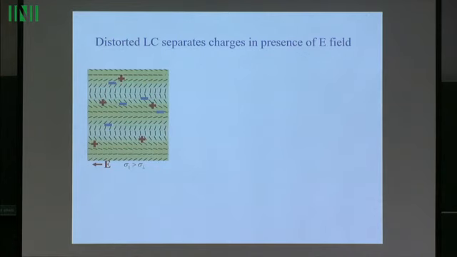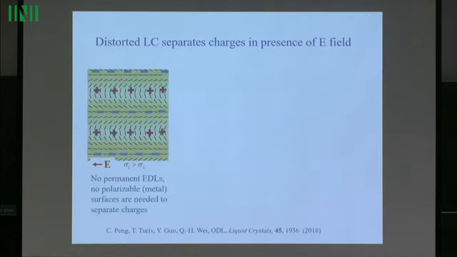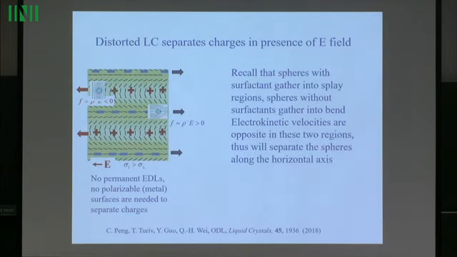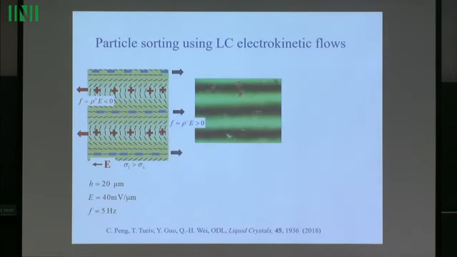After you separated the particles into splay and bend, you apply an electric field, and the electric field separates the charges. Then you might see that the splay regions move to the right and the bend regions move to the left. If the electric field is applied and the particles are separated, then you will pull them to the left or right. You sort them out.